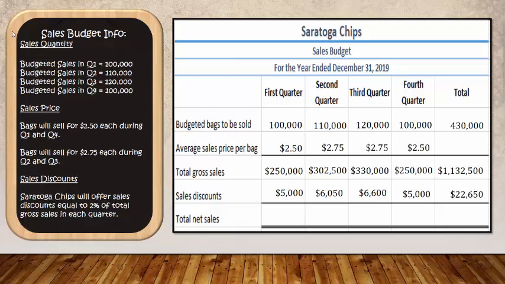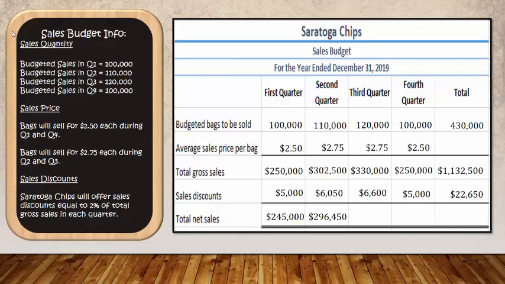That means all in all, during 2019, we're going to give $22,650 worth of sales discounts to our customers. So our net sales is simply the amount of total gross sales we have minus our sales discount, $245,000 for the first quarter and $296,450 for the second quarter.